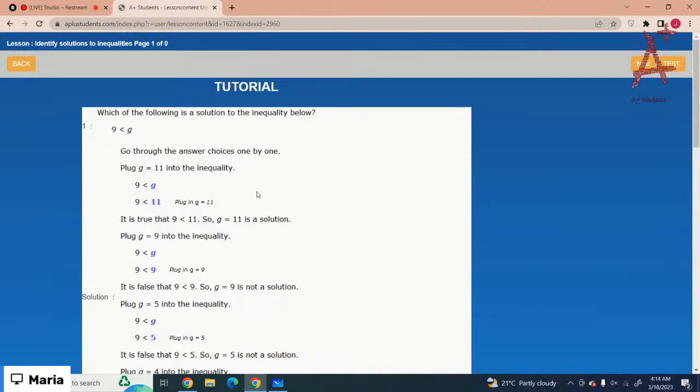Got it? The other option given is 9. You have to see if 9 is less than 9. No, this is false. Got it? That means the true one is 9 is less than 11. That is the solution. Got it? Let's just start with the practice questions.